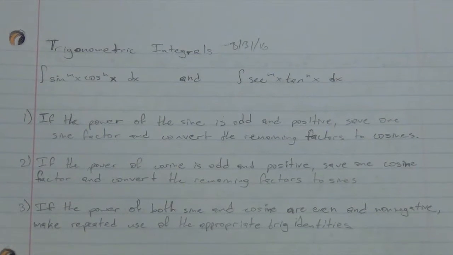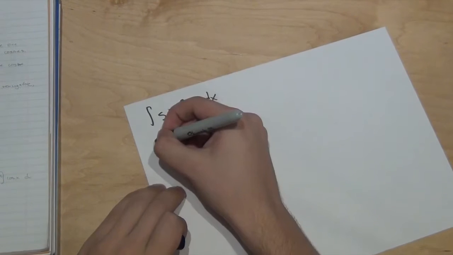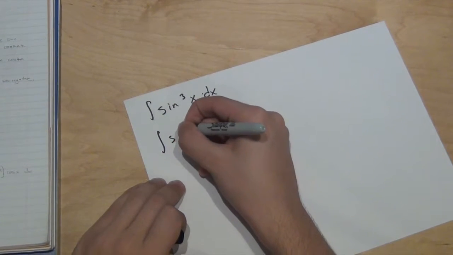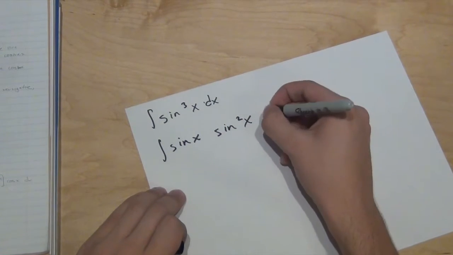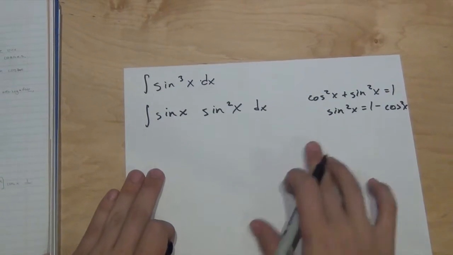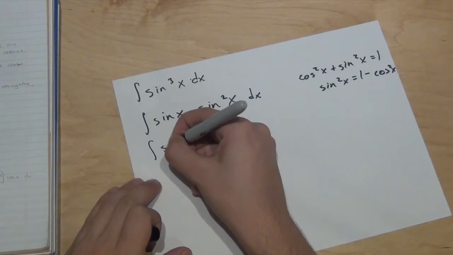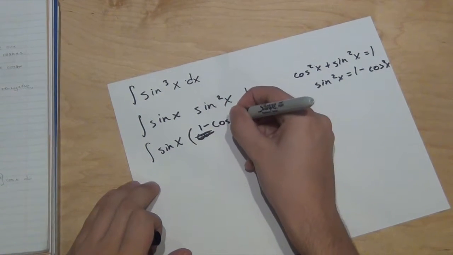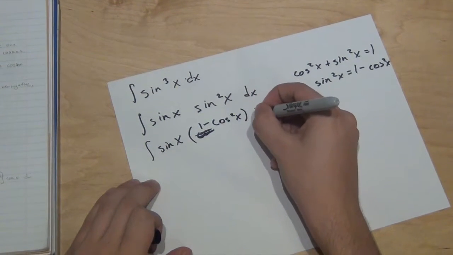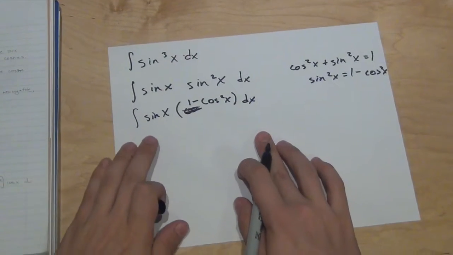So let's get into some examples. Alright, let's start our first example. We're going to take the integral of sine cubed of x dx. We're going to keep our integral, and we're going to have 1 sine of x, and then sine squared of x dx. So what we're going to do is take this over here and plug it over here. So integral of sine x times 1 minus cosine squared x dx. And now we're just going to use u substitution and integrate.